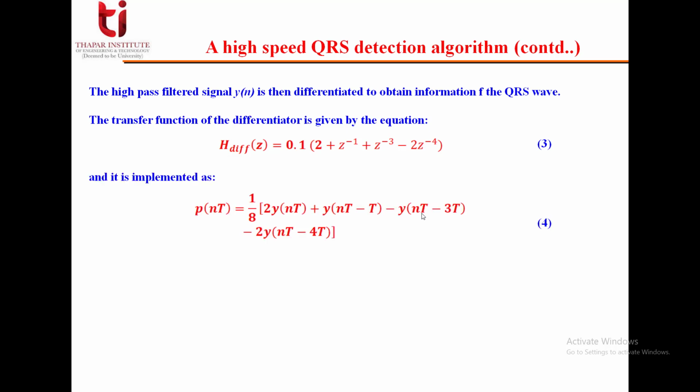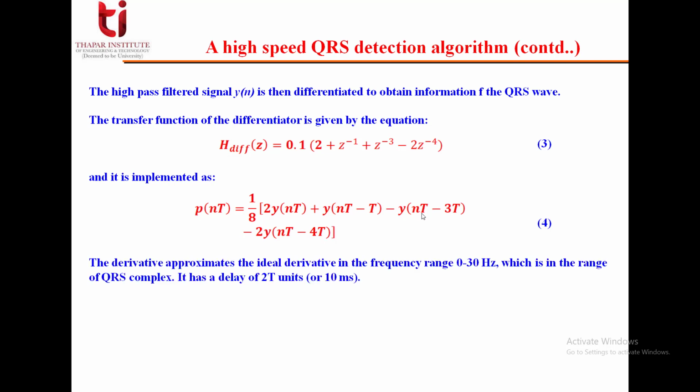And this implementation is done through the difference equation, as you can see in equation number 4, that is y(nT) is equal to 1 by 8T, because here we are using 8 total samples, so 1 by 8T (2 y(nT) plus y(nT minus T) minus y(nT minus 3T) minus 2 y(nT minus 4T)).